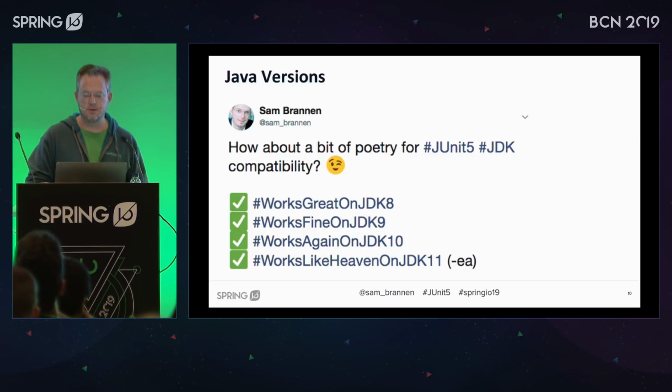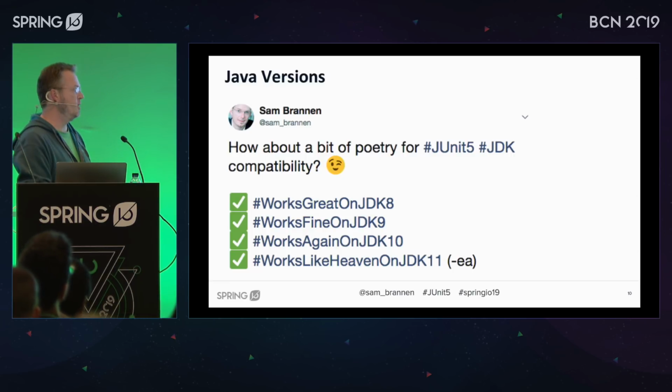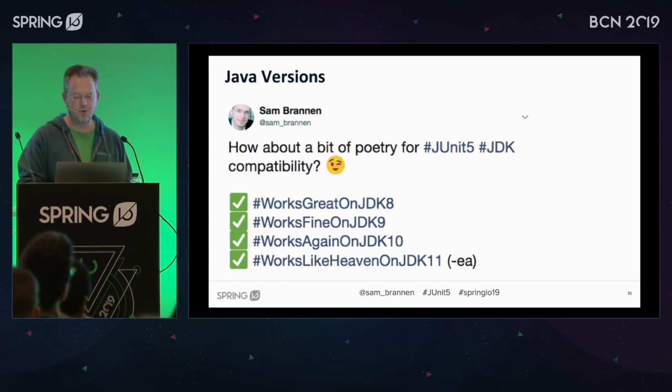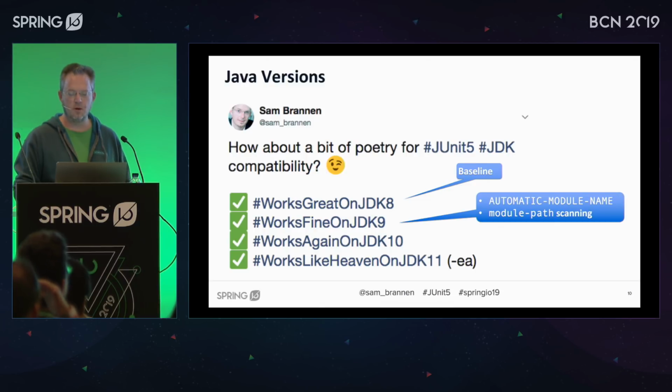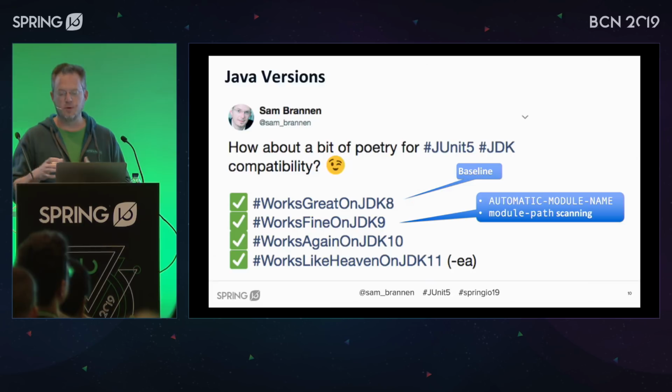In terms of Java versions, this is a bit of poetry I posted a while back on Twitter. It works great on JDK 8, so that's the baseline for JUnit 5. Works fine on JDK 9. We've always had automatic module names in the jars, and we're adding more support for real module info in 5.5 if we can get that working. We also support module path scanning in addition to class path scanning.